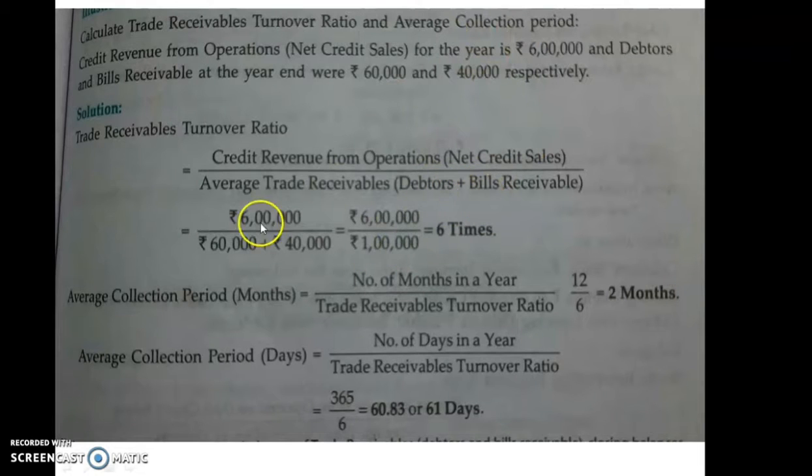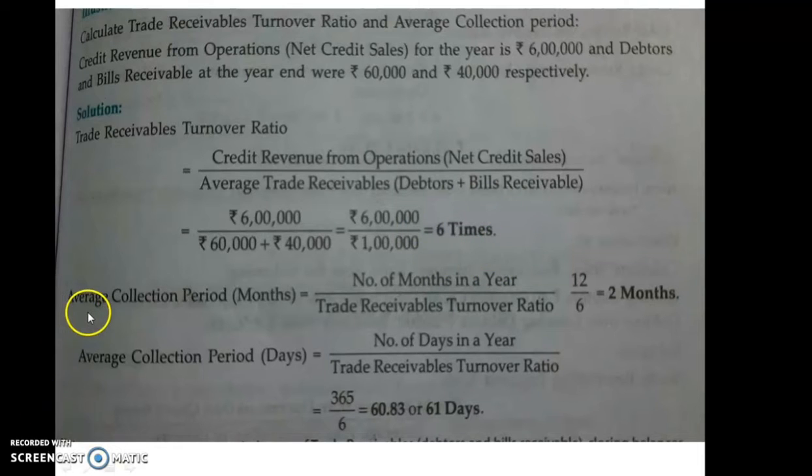Okay, so credit revenue from operation, that is the amount is already given to you, 6 lakh. Bring it here. Then average trade receivable. Average trade receivable means debtor plus bills receivable. Recall the formula in the previous slide. Okay, so debtor plus bills receivable, that will give you 1 lakh. Cut short it, you will get 6 times. So trade receivable turnover ratio comes to 6 times.